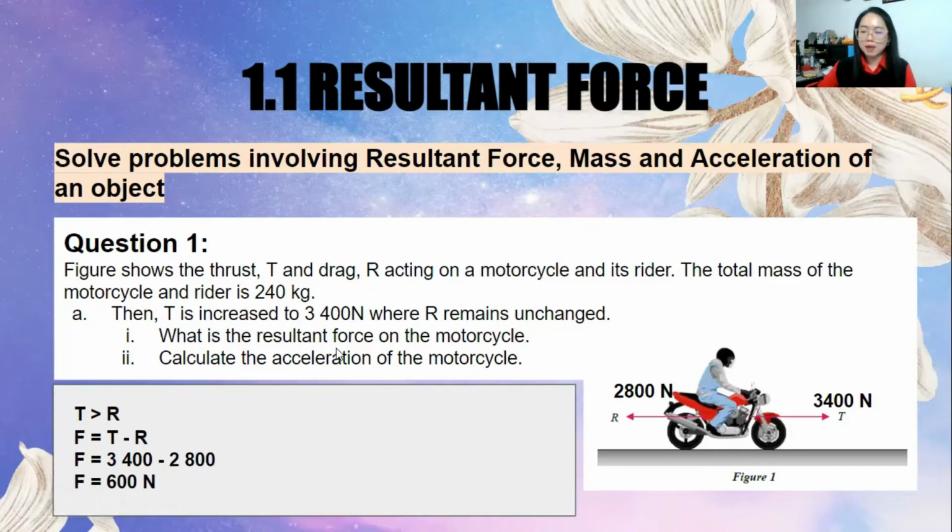So how do I calculate my acceleration? I'm going to use F is equal to ma, just substitute inside, and then I get a is equal to F over m. Substitute the value, and I get 2.5 meter per second per second. Okay, easy, right? Now, next one.